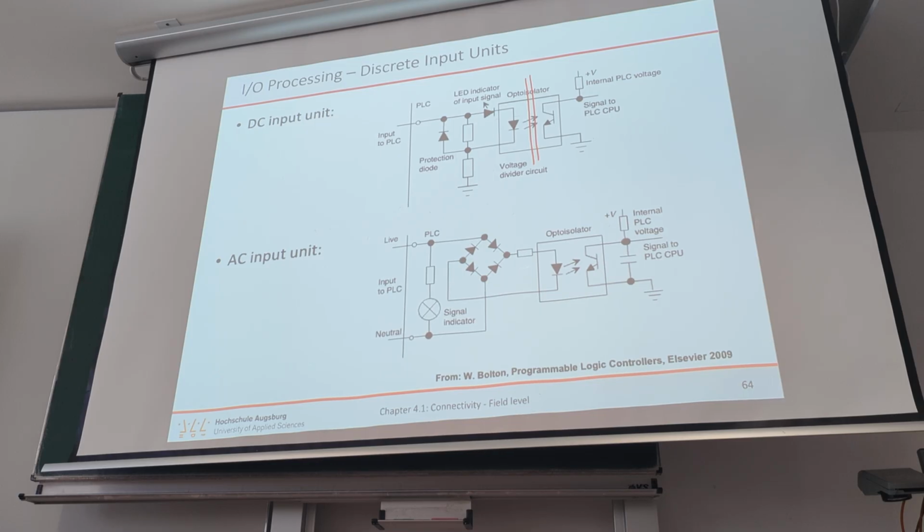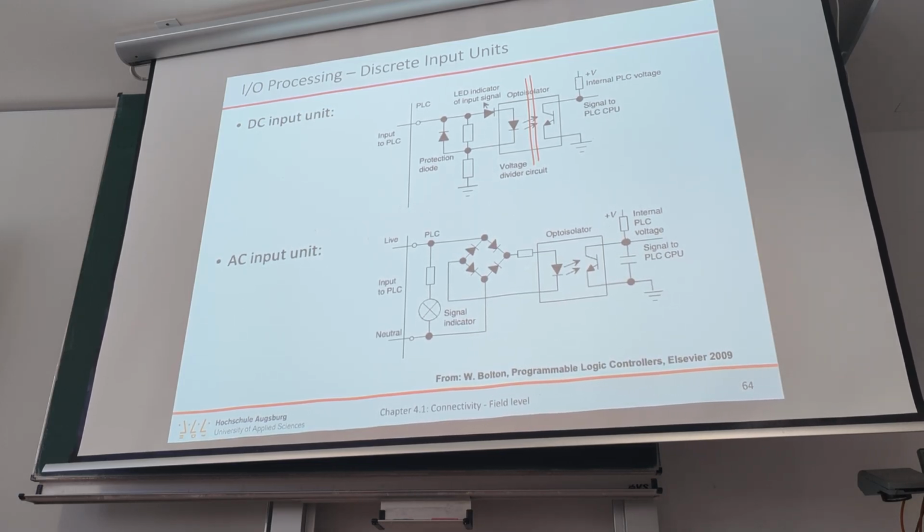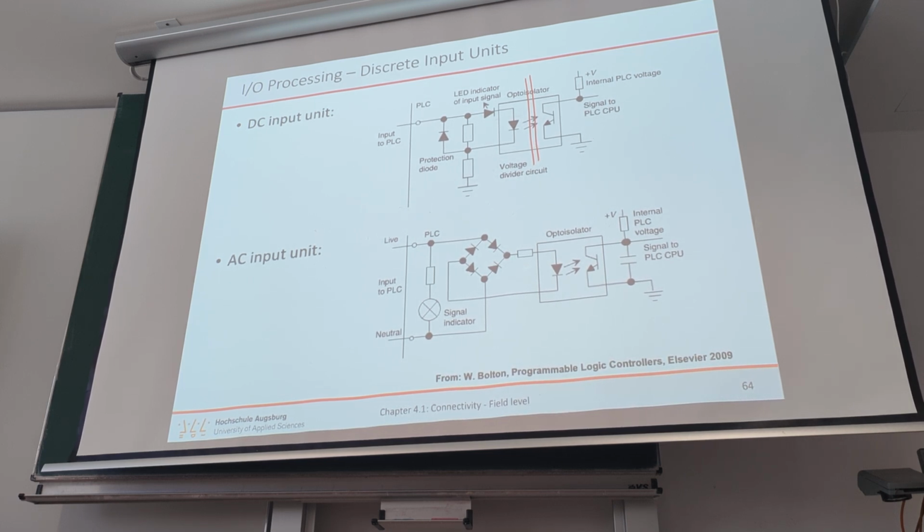So mostly it's 24 volts, 0 to 24. And if it's an analog signal, it's typically 0 to 10 volts or 4 to 20 milliamps. Can you imagine why it's better to have an input signal, when it's an analog one, that is 4 to 20 milliamps and not 0 to 10 volts?